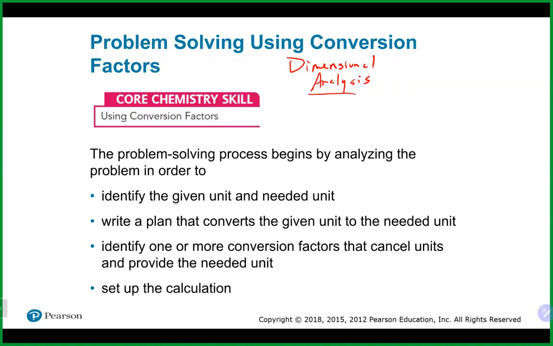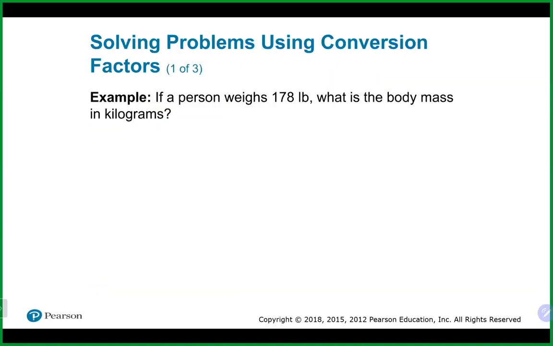Once you do that, you want to think about the equalities that you could use and the conversion factors. And then really the most important thing is to set it up so that you can see the units canceling and obviously see what you are left with. So if a person weighs 178 pounds, what is the body mass in kilograms? So here we want to think about, for example, we are starting in pounds, but we want to get to kilograms. So there are different pathways that you could choose.